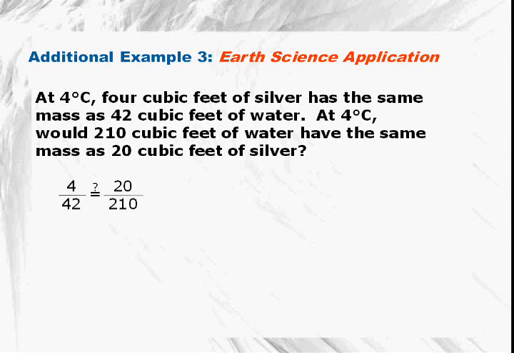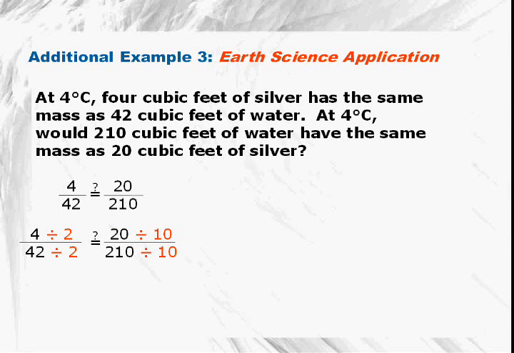This is what it looks like when you set it up mathematically. You show the first comparison, which is 4 cubic feet of silver to 42 cubic feet of water. And then you show the other comparison of 20 cubic feet of silver to 210 cubic feet of water. You have to make sure that whatever you put on top stays on top. So in the first ratio, if I put silver on top, then I need to put silver as my numerator for the second ratio. If I put water as the denominator, 42, then I need to put water as the denominator in the other one, which is 210.